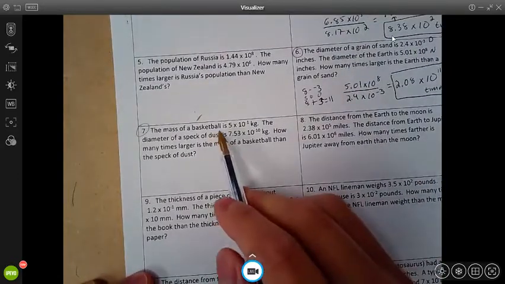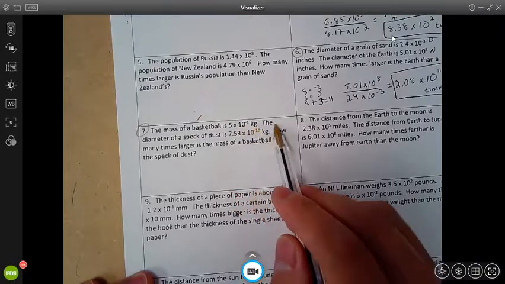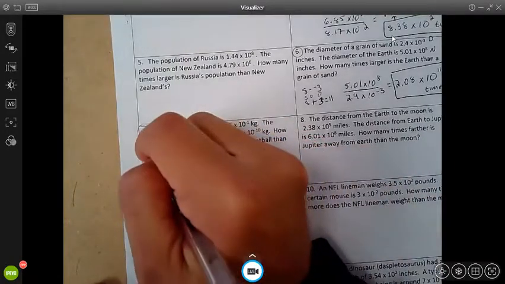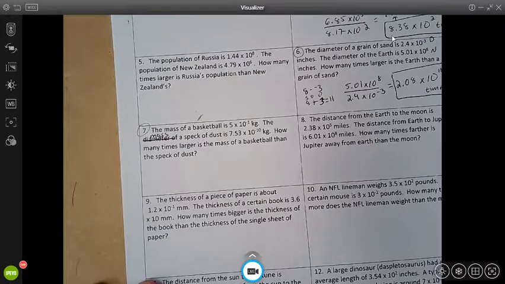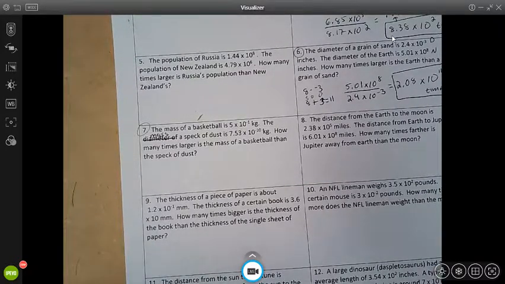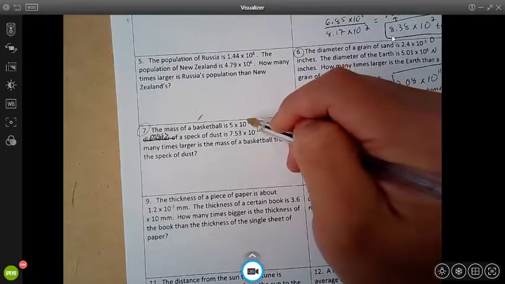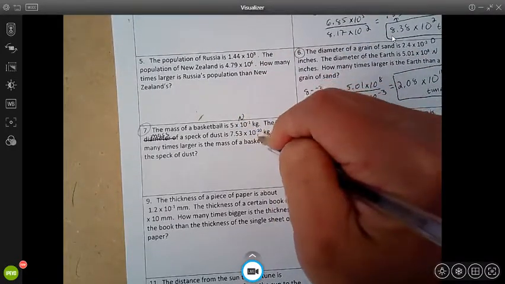All right, so for number 7, I'll do one last one with you here. The mass of a basketball is 5 times 10 to the negative 1 kilograms. The mass of a speck of dust, this is a typo, is 7.53 times 10 to the negative 10. How many times larger is the basketball than the speck of dust? All right, so the basketball has the bigger mass, right? Negative 1 is bigger than negative 10. This is going to be our numerator. This is going to be our denominator.